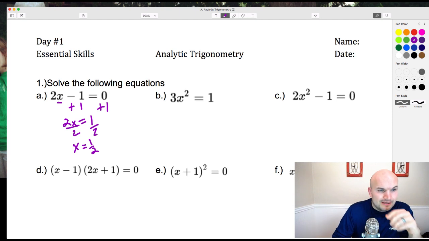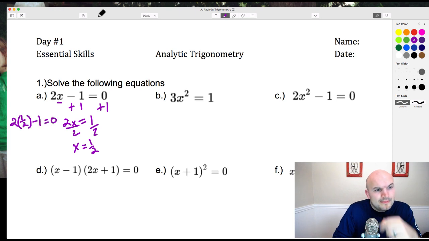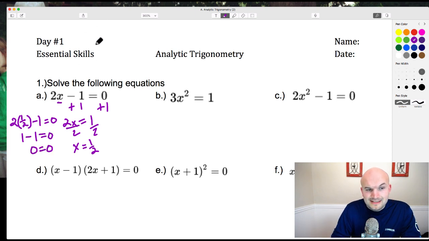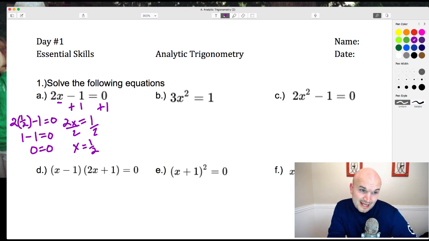If you put in 2 times 1/2 minus 1 equals 0. 2 times 1/2 is 1, minus 1 equals 0. And therefore we have an identity. Right now this is what we call a conditional identity. We're solving for x to make that identity true. And now this is an identity. I'm using this language because that's the language we're going to be using in this analytic trigonometry chapter.